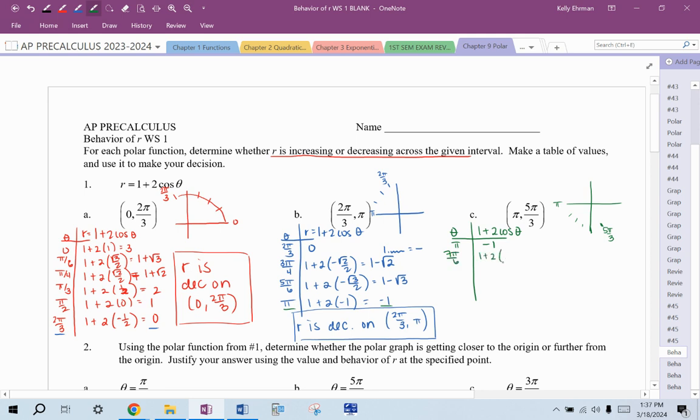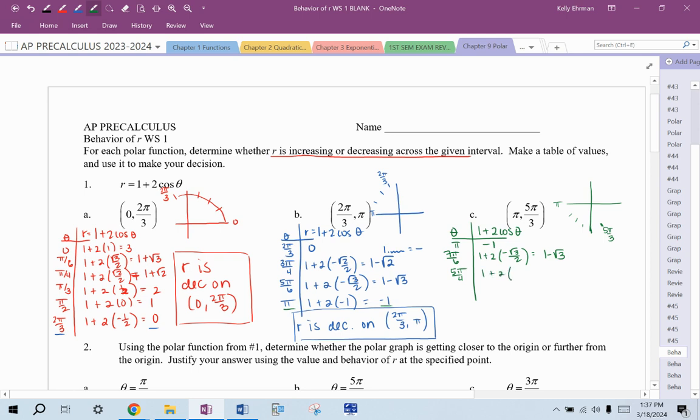1 plus 2 times, cosine's still negative down here, so negative radical 3 over 2. So this is 1 minus radical 3. So we're kind of climbing back up, right? So 1 minus radical 3 is a little bit bigger because it's closer to 0 than negative 1. So we're getting a little bit bigger. We're increasing. And then we're going to put in 5 pi over 4.